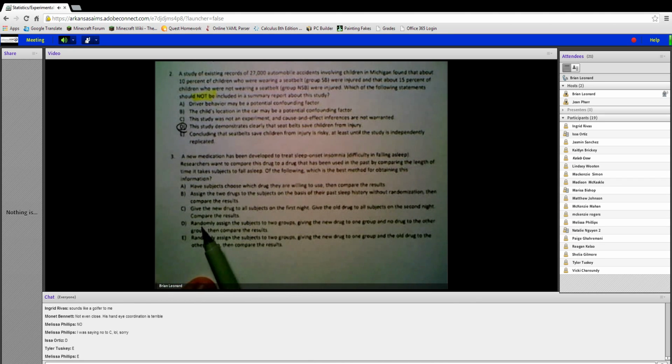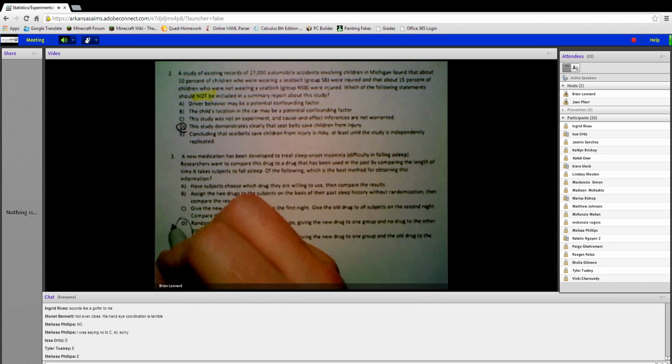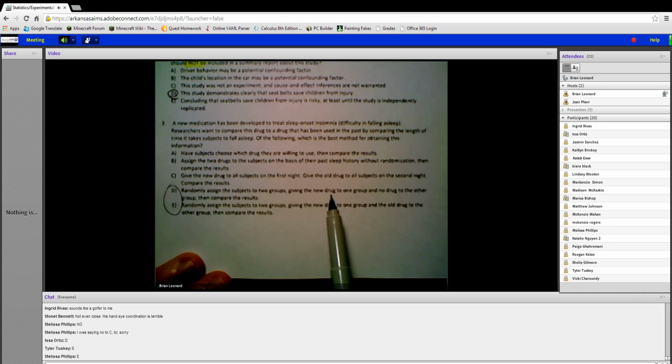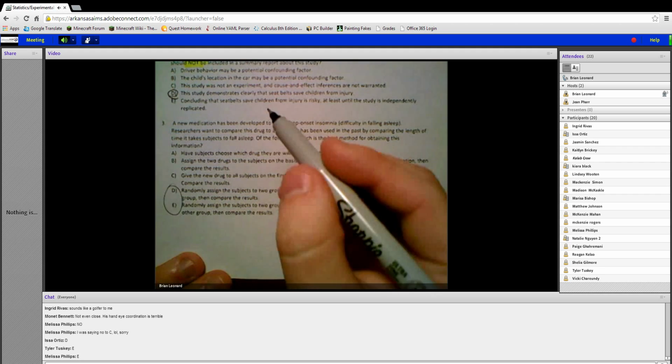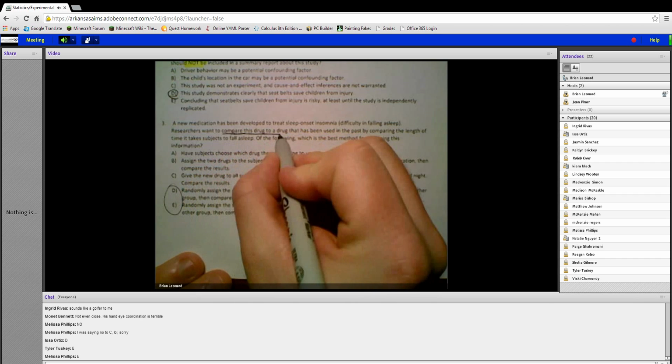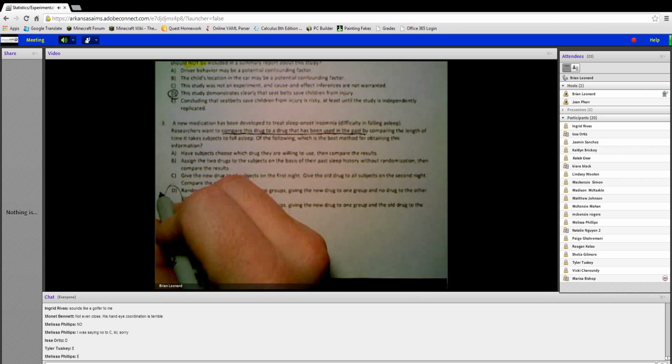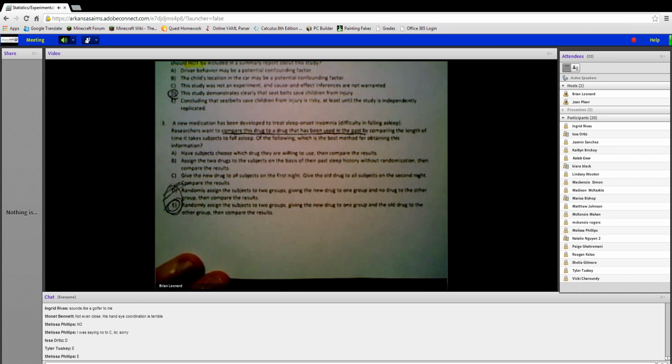And so, I mean, we know we're going to randomly assign the subjects to groups. Why? I mean, I'd say it's either D or E. Okay? Now let's see if we can figure out why. Giving new drug to one group and no drug to the other group and then comparing the results. Is that really designing the experiment to test if, as what they said right here, compare this drug to a drug that has been used in the past? Well, no. So clearly the answer here is E.